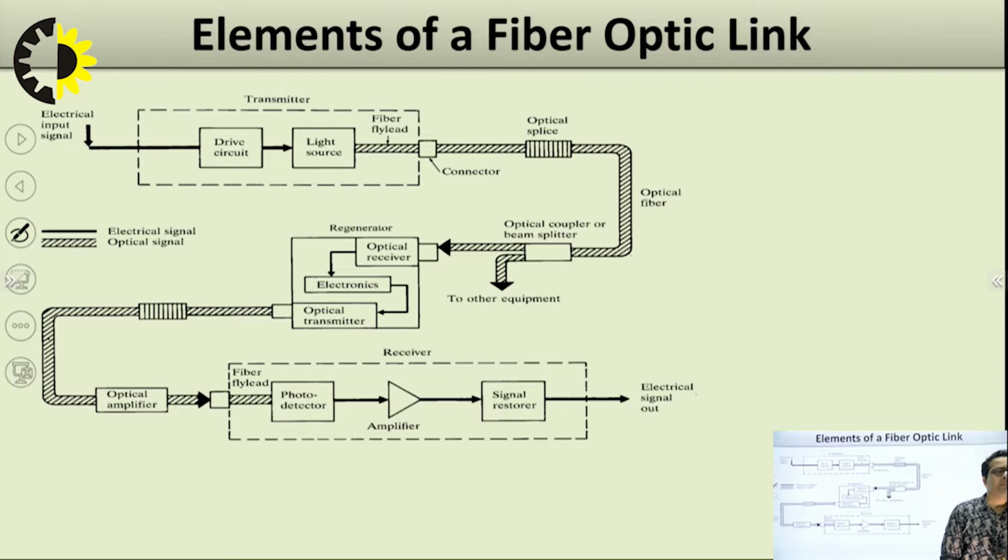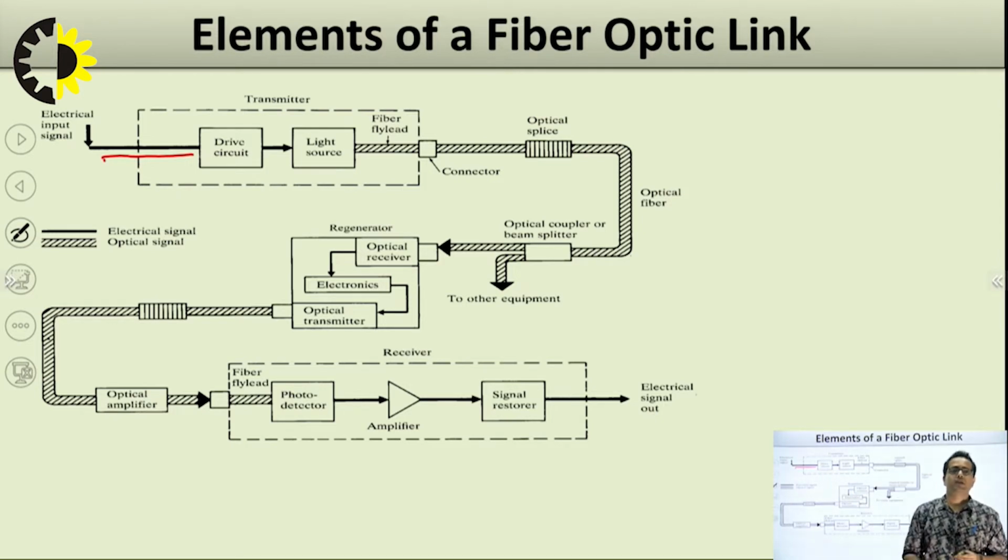The first thing is that whatever information we have to transmit, it could be speech, data, or video. It is in electrical form, and this information will be given to a driver circuit before being given to a light source. The light source could be a laser. So before giving it to a light source, we first have to give it to a driver circuit.